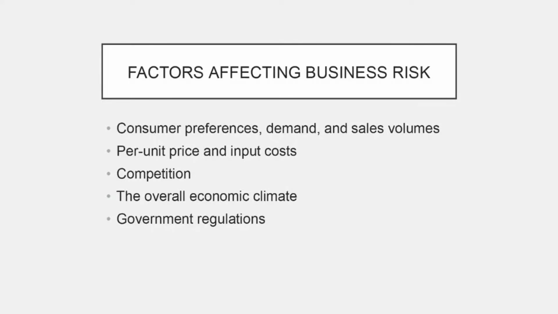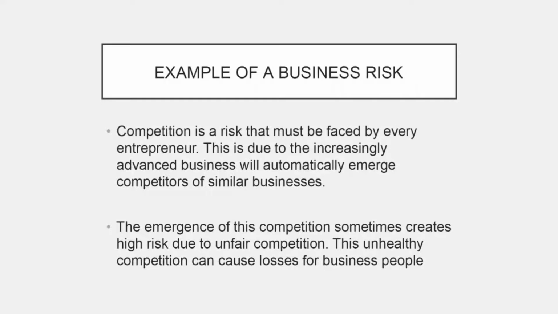Factors affecting business risk: consumer preference, demand and sales volume, per unit price and input cost, competition, the overall economic climate, and government regulations. Example of a business risk: competition is a risk that must be faced by every entrepreneur. This is due to an increasingly advanced business, where competitors of similar business will automatically emerge. The emergence of this competition sometimes creates high risk due to unfair competition. This unhealthy competition can cause losses for business people.